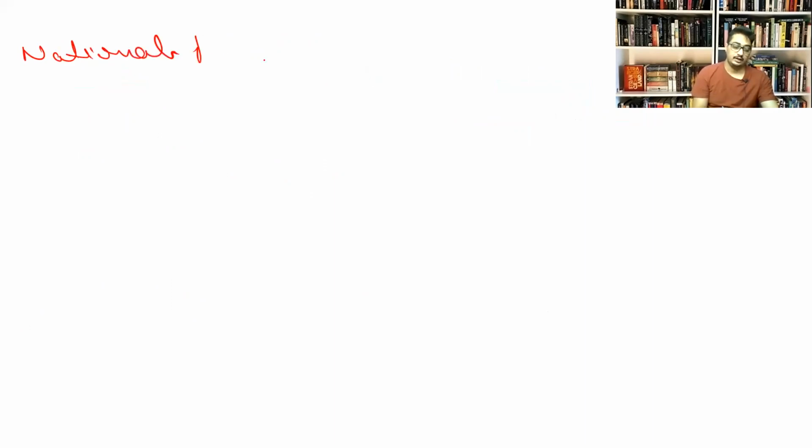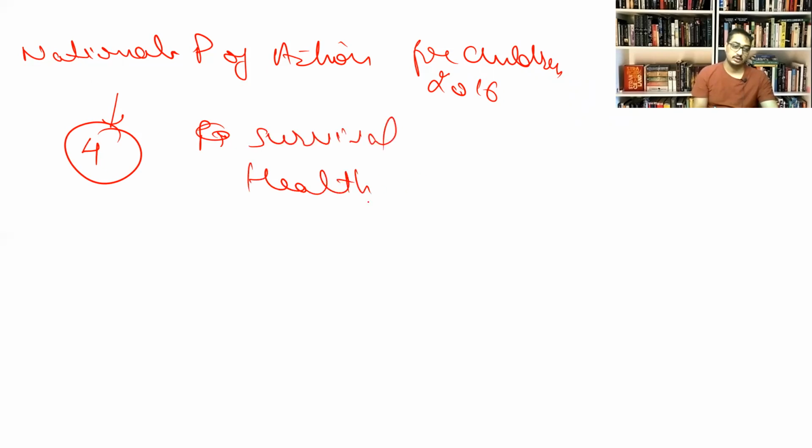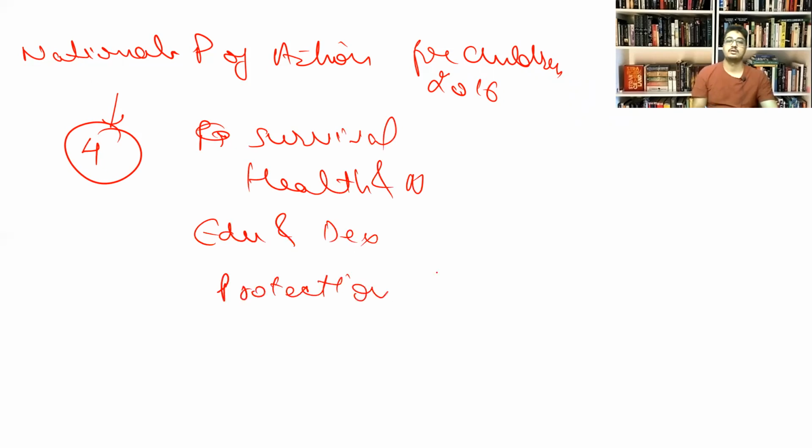National Plan of Action for Children. It was adopted in 2016. It is based on the earlier policy framework and has 4 priority areas. First is survival. Child survival should be there. Then health and nutrition. And third is education and development. And fourth is protection and participation. So these four components were emphasized by the National Plan of Action for Children.